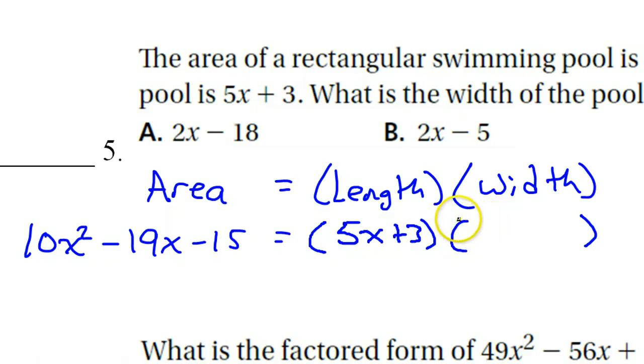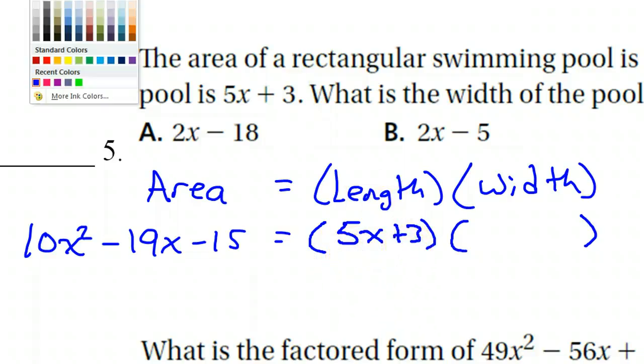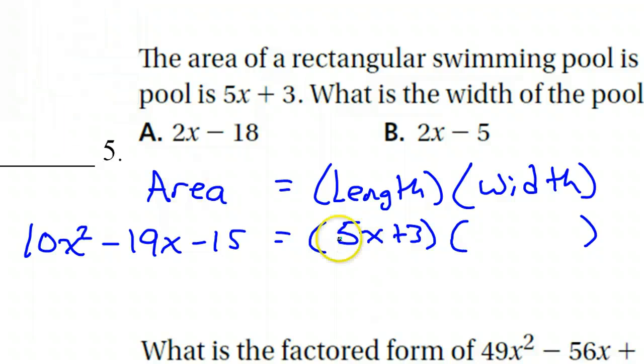But this is easier than a straight factoring job because half of the factoring has already been done for us. So let me switch colors. 5x times what will give us 10x squared? So this has to be 2x. There's no guessing about it. That's the only way to get 10x squared. We have a positive 3. We need to multiply it by something and get negative 15. So it has to be negative 5. That's the only way.